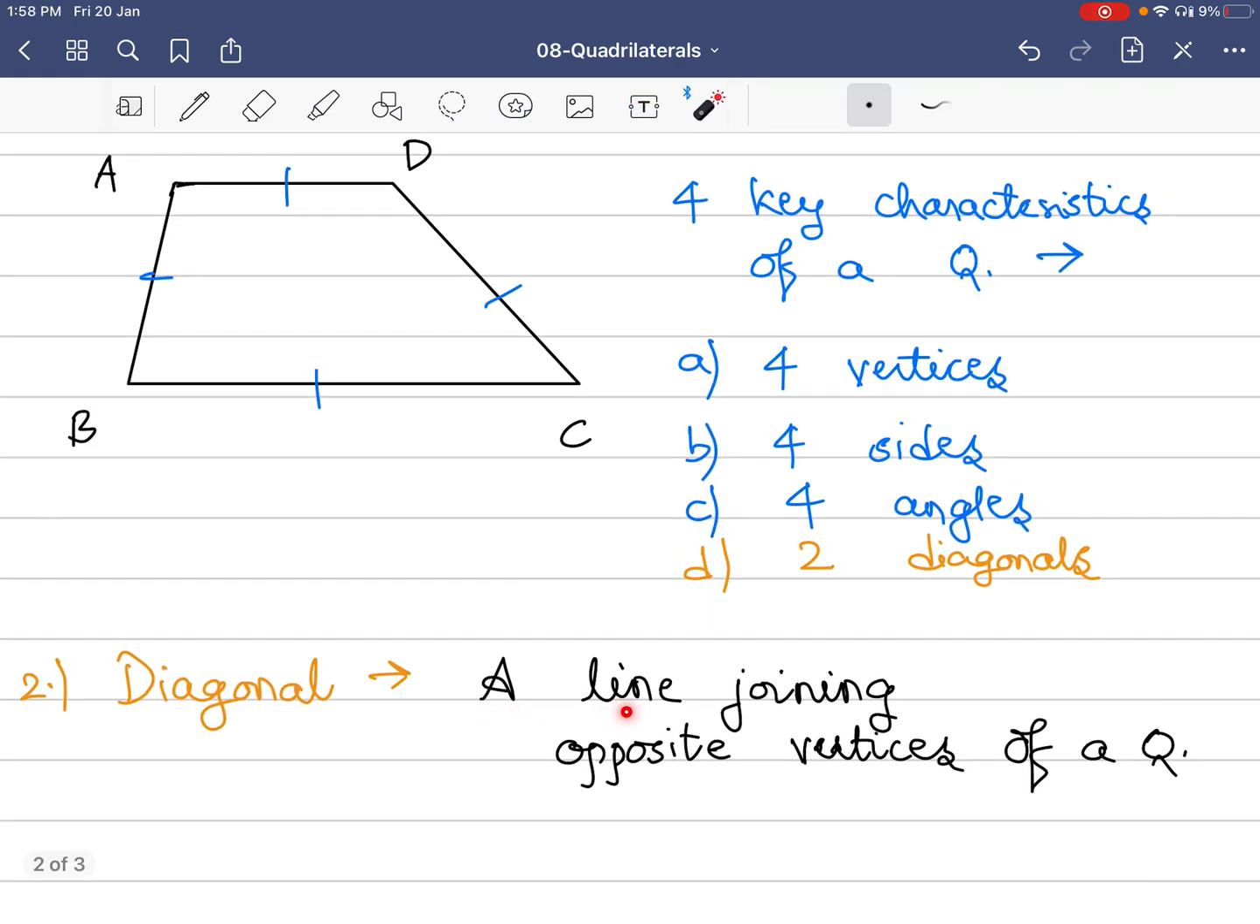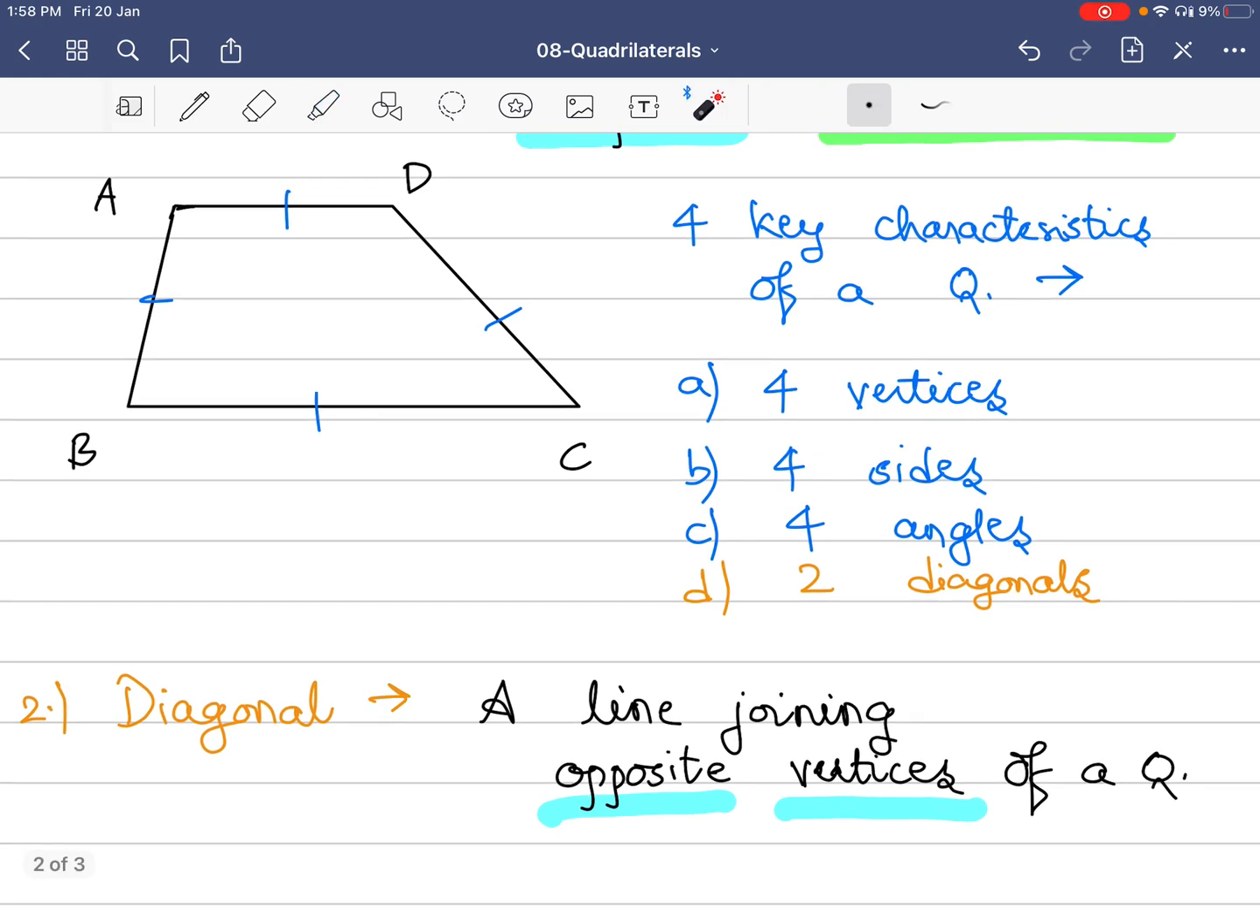A diagonal is a line which joins opposite vertices of a quadrilateral. Let's highlight the keyword here: opposite vertices. A line which joins the opposite vertices of a quadrilateral. So once again, let's consider this quadrilateral, A, B, C, D. What are the opposite vertices? I'm going to highlight them. So A and C are the opposite vertices, and B and D are opposite vertices.